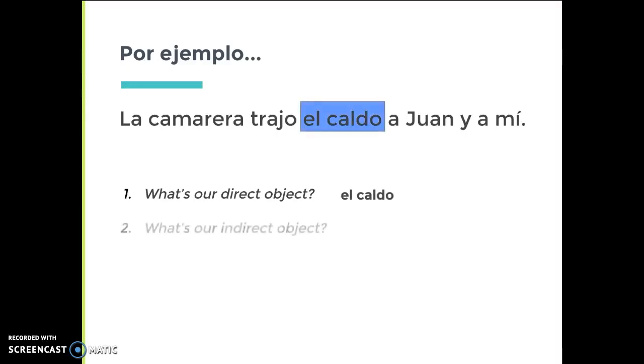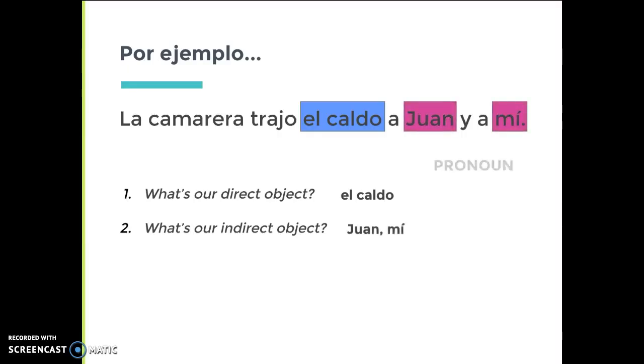Next, we have to figure out our indirect object. Who indirectly received the action of the soup being brought? The answer is Juan and me. For both of these, we now have to figure out what pronoun will replace them. El caldo is a singular masculine thing, so we would say lo. Juan and me, as a group, are nos.